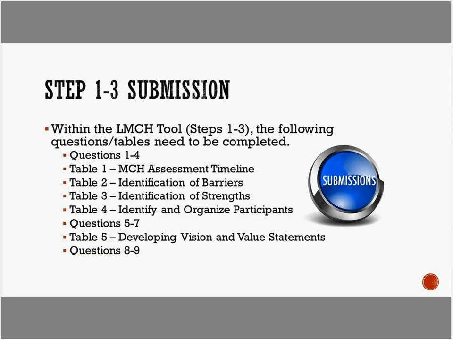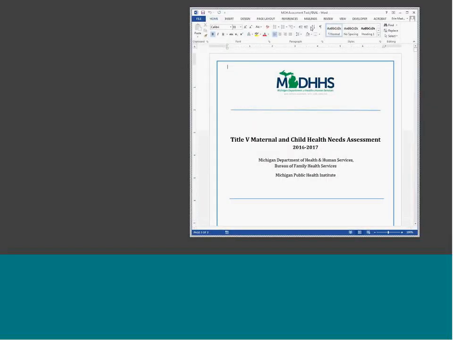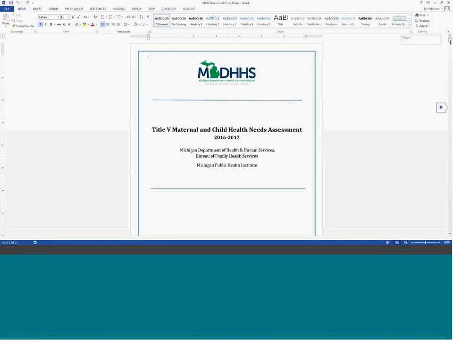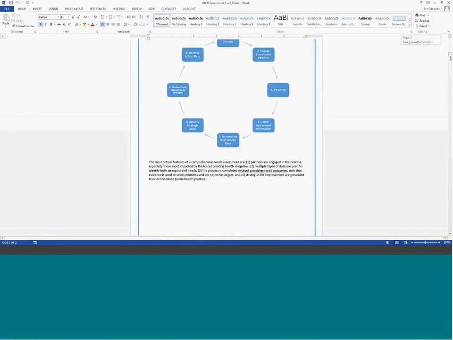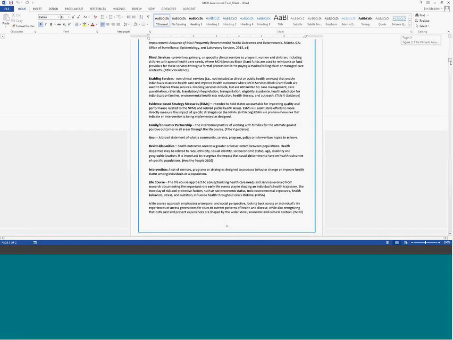So we're going to try to go back and forth today between giving that overview of the steps and how they are reflected in the actual tool that you submit. So in the LMCH tool for steps 1 through 3, these are the questions that you saw on the slide that would be completed, and we're going to look at the tool itself so you can see it in text.